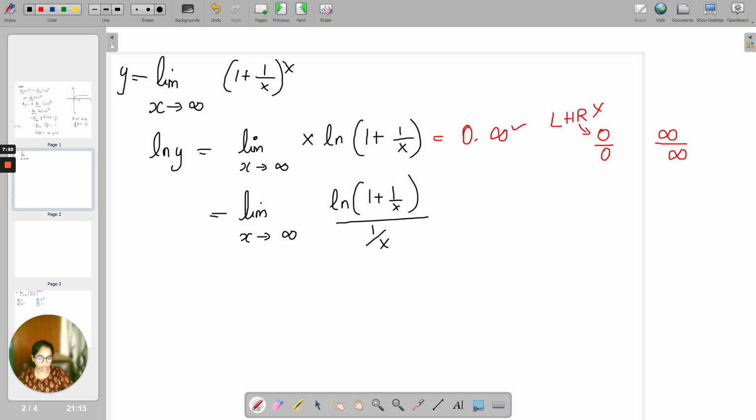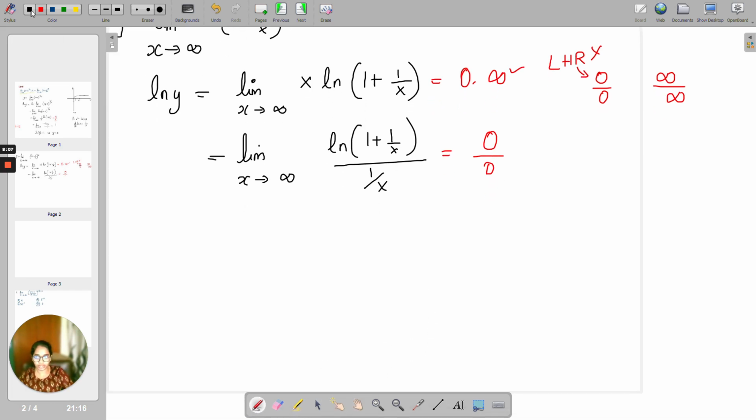Now if you apply the limit, what would you get? I would get ln 1 is 0, divided by 1 by infinity, which is again 0. So now let me apply L'Hospital's rule. What would I get?